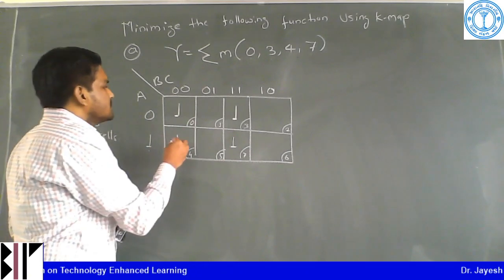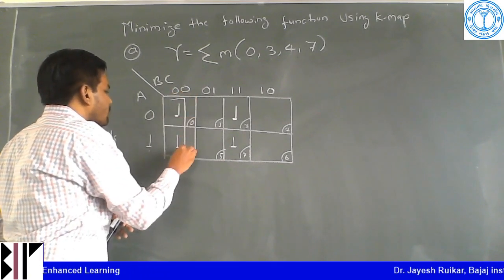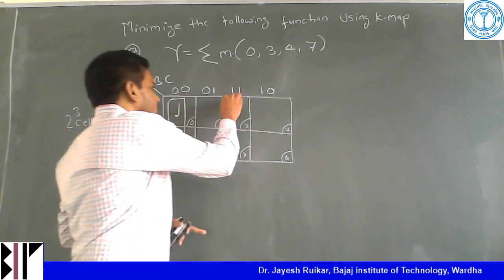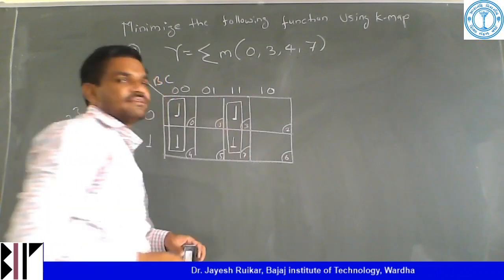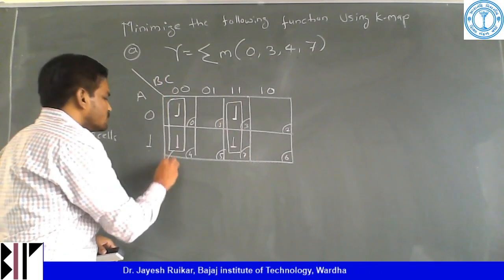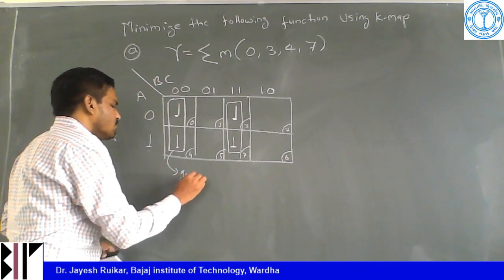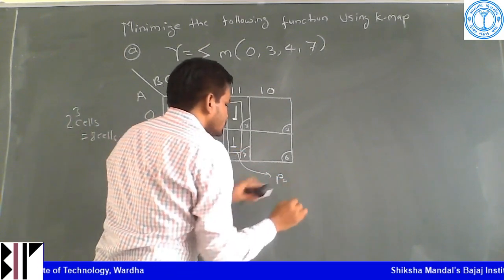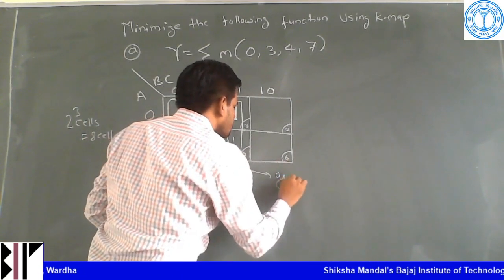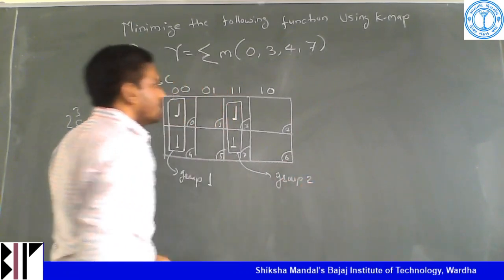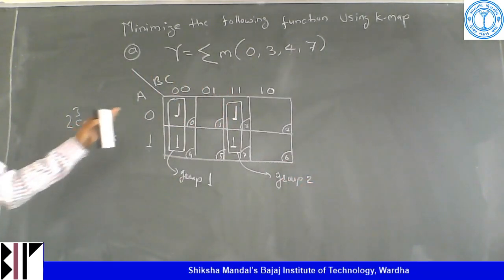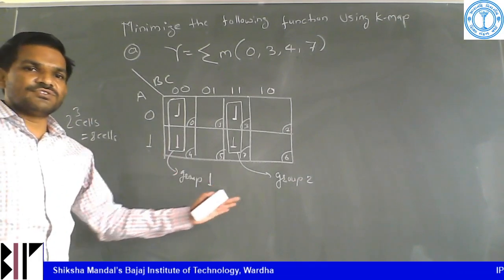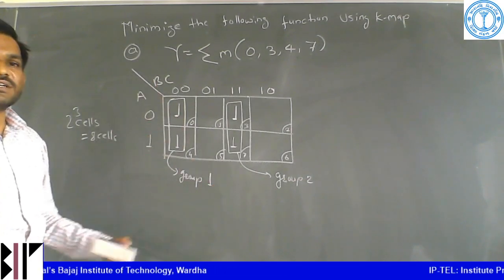I can see that this is a pair I can form, one pair of adjacent ones, and this is another pair. So I have found 2 pairs. I am calling this group 1, and this is group 2. Now I have to write the equation for both these groups, and then use OR logic between these groups, and we will get the minimized expression.